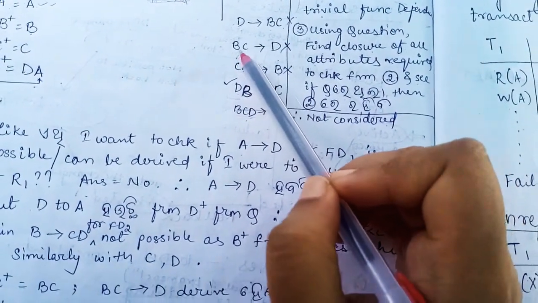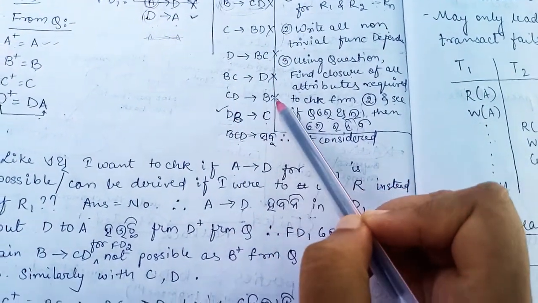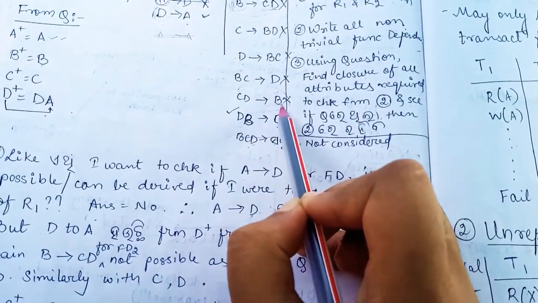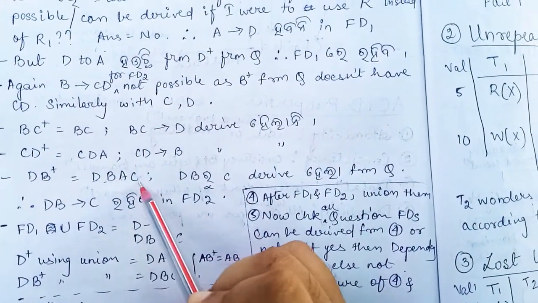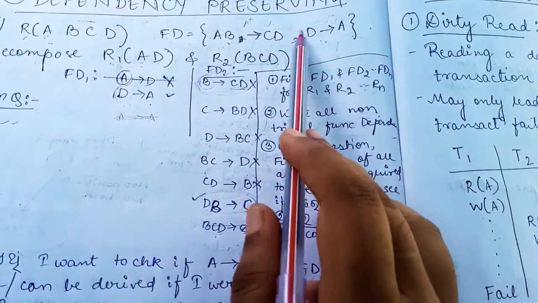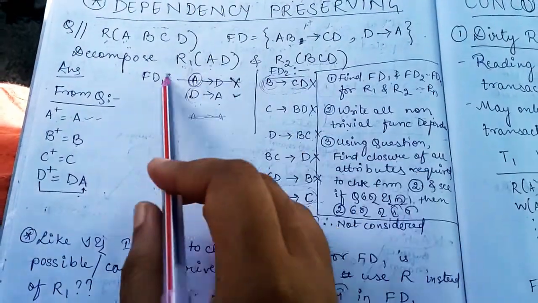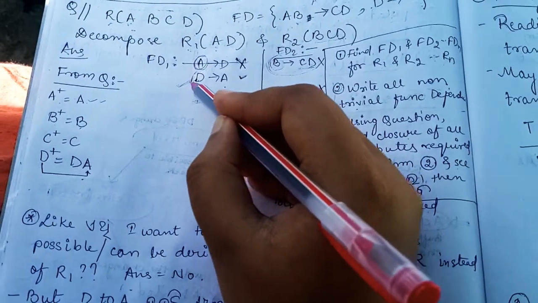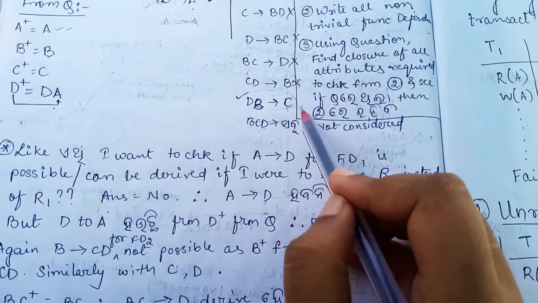That is, in short, from BC we are not getting B, from CD we are not getting B. Therefore it is not derived, or this functional dependency was originally not present in the question. Similarly, for DB plus we need to find, and we get ABCD. We are deriving C. Therefore this dependency was originally present in the question. Now from this whole thing, we can conclude that FD1 has only one dependency, that is D derives A, and FD2 has only one dependency, that is DB derives C.